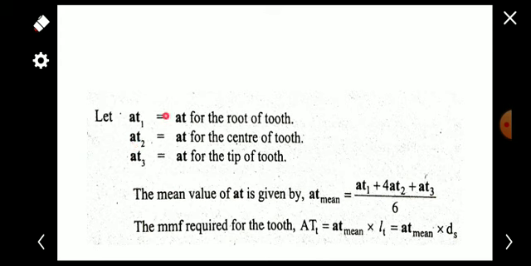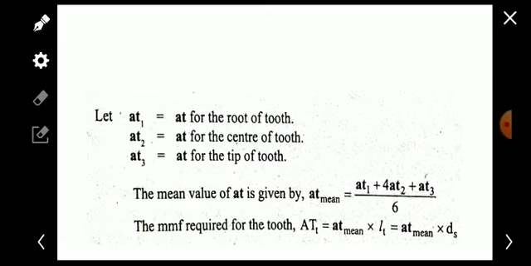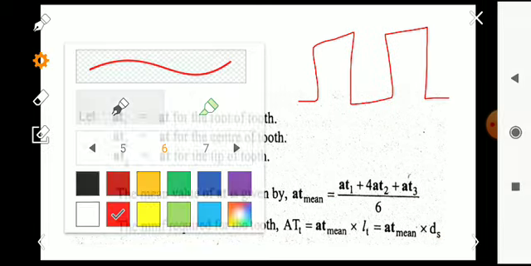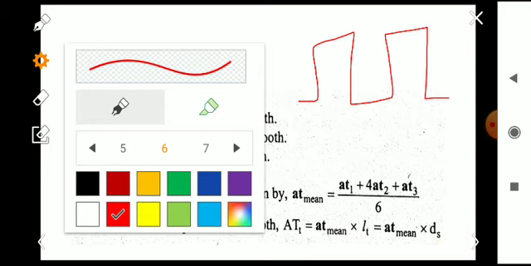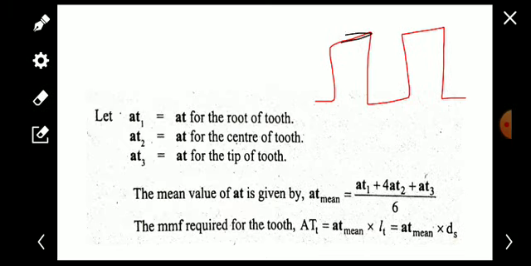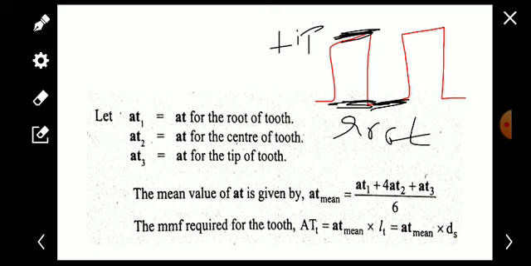That is, we are finding three ATs, that is three MMF per meters corresponding to three points. Again I am saying that if you are considering this one, this portion will be the tip of the slot, and this portion will be the root, and we are considering the center portion also for finding different ATs.